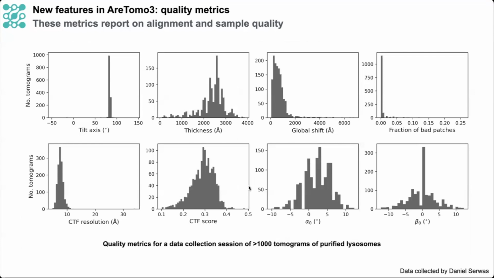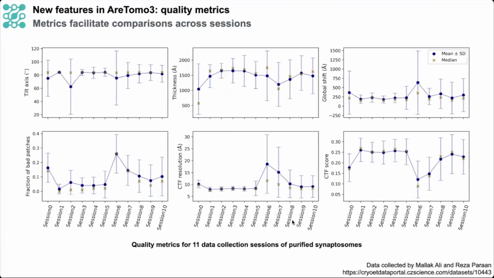Three of our current metrics, specifically the tilt axis, the global shift, and the fraction of bad local patches, report on various aspects of the alignment process, while two others report on the quality of the CTF fits. The remaining three metrics from our current set describe various characteristics of the sample geometry, including the sample thickness and the alpha and beta tilt offsets. And as I'll describe later in this talk, we found these quality metrics very useful for streamlining and automating data curation. We've also found these metrics informative for comparisons across different data collection sessions.